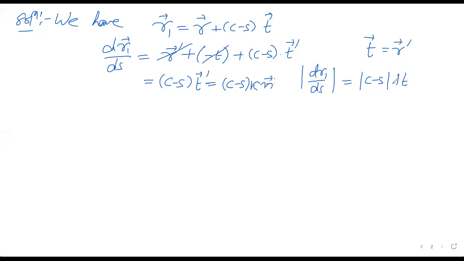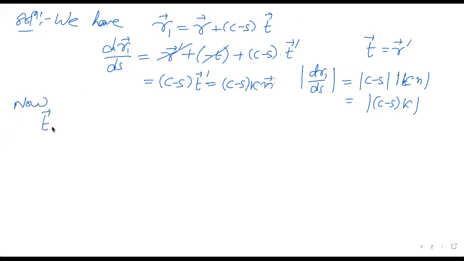So when you take it, C minus S mod of kappa n, mod n is 1, so it will be mod of C minus S kappa. The value of this mod n is 1, it is a unit vector, tangent vector, unit normal vector. So dr1 over ds is this, you know. Okay.